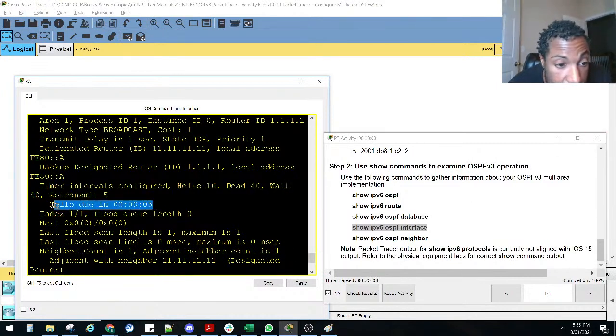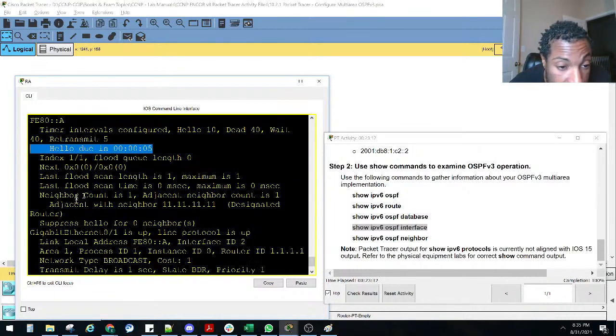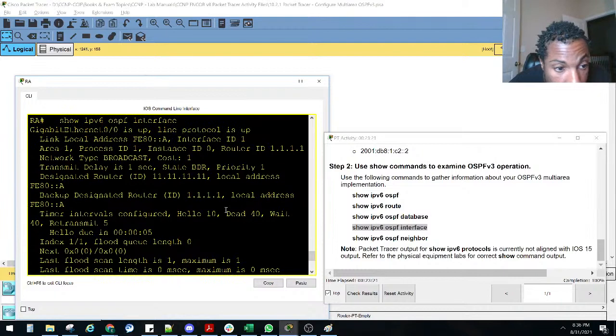When the hello timers are due. All this other superfluous information here. Adjacent with neighbor 11.11. Who is a designated router? What else we got here?